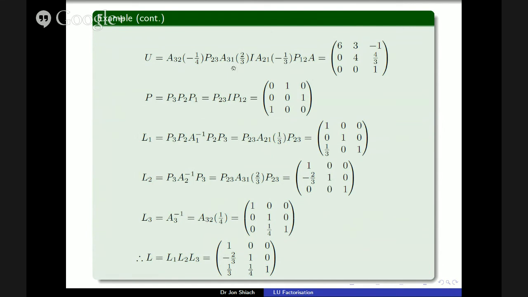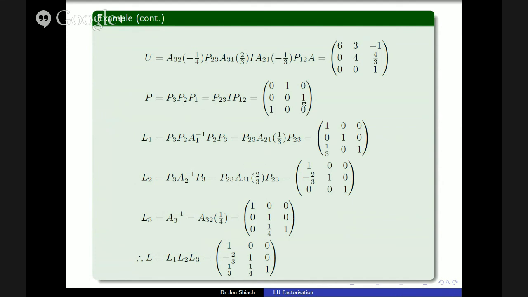If I invert that, I should have minus 2/3. That should have been a minus there, by the way. As you can see, I've got it right there, but it should be a minus. Either side of that, I put the permutation that comes afterwards. That addition was done, and then that permutation comes afterwards, so either side I put P23.